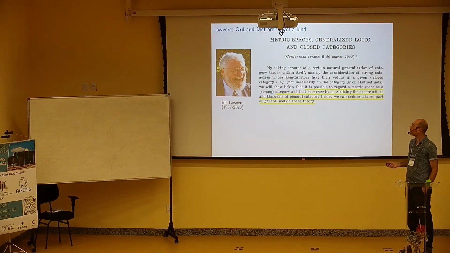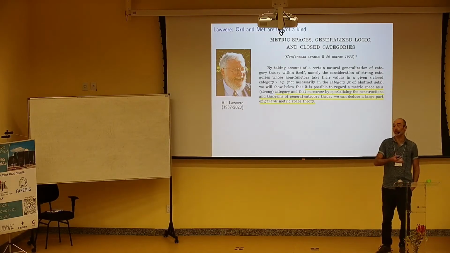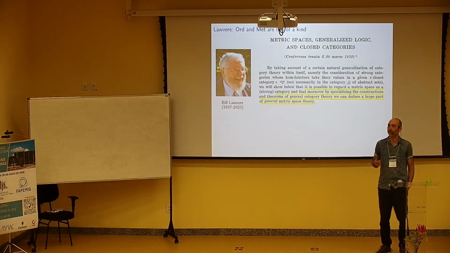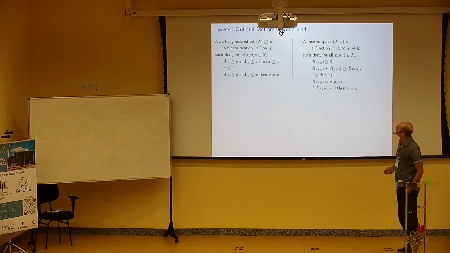And so I'm looking to explain the difference between ordered sets and metric spaces. What's happening? Okay? So what did Lawvere mean by ordered sets and metric spaces are two of a kind?